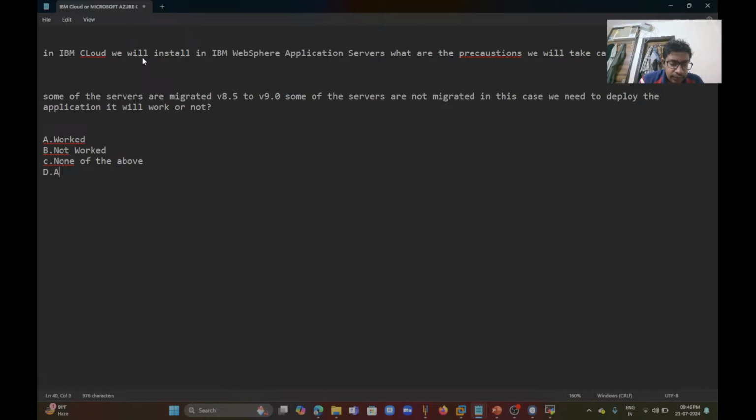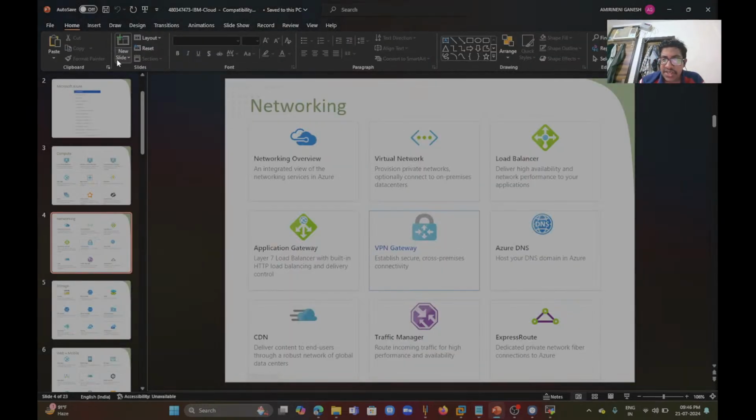Option D, all of these. This is the IBM WAS 9.0 certification question. Like this, it will be asking.